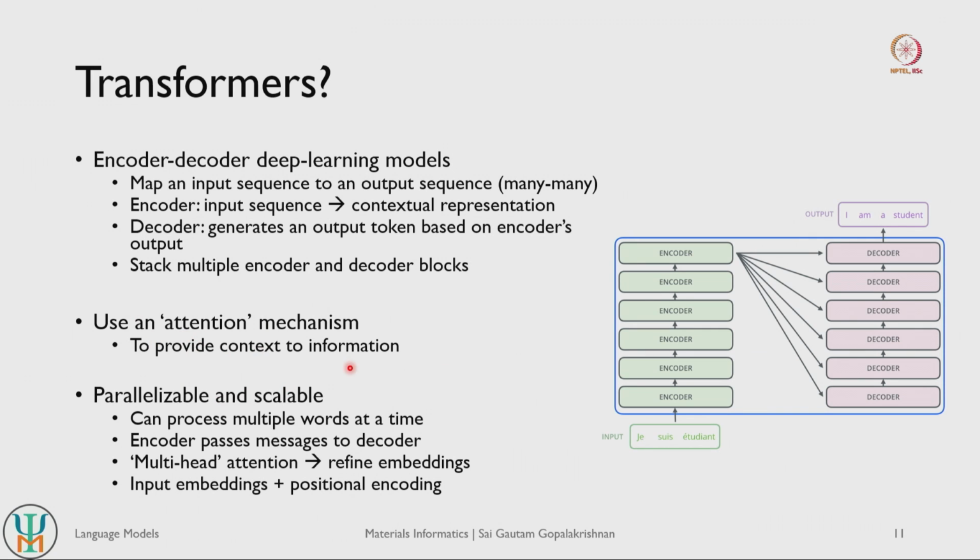So for every word in a sentence, it tries to provide some kind of context to that word, and we look at the utility of attention in the next few slides. Transformers are parallelizable and they are also quite scalable models, so they can process multiple words at a time. LSTM models can only process one word at a time, but transformers can take in entire sentences or entire paragraphs and then process them in one go. So they are highly parallelizable, and because they can process multiple words at a time, they are also very scalable.